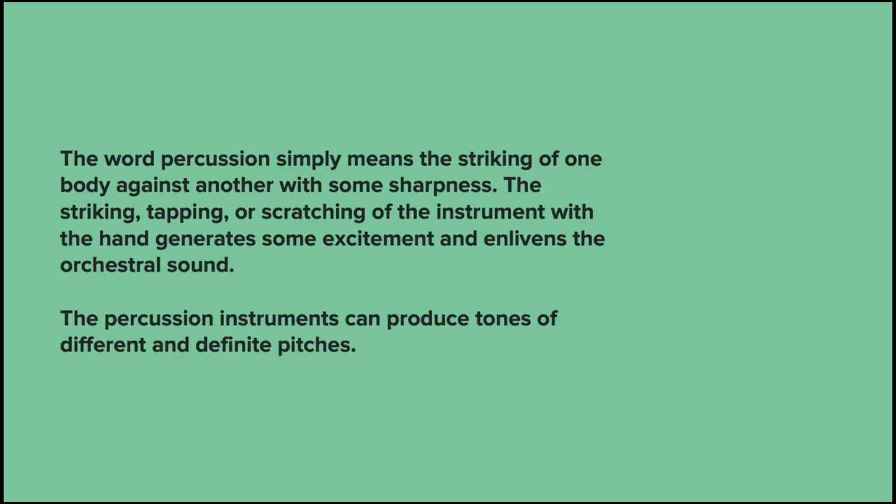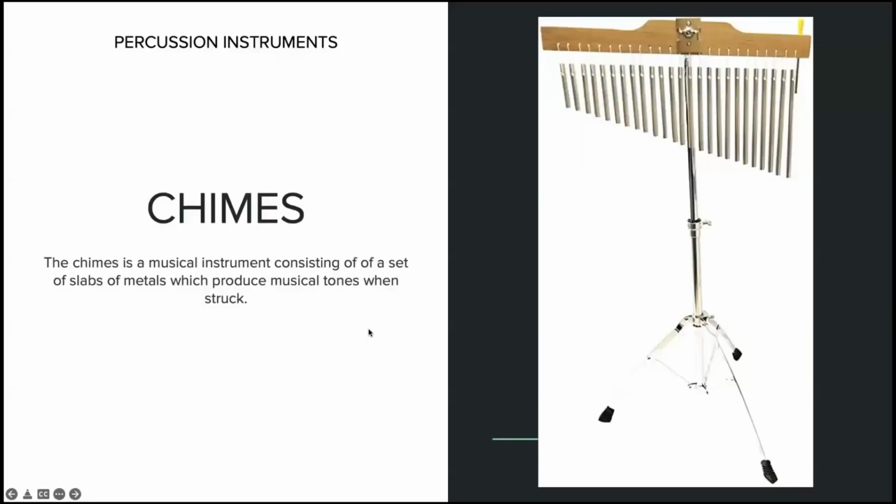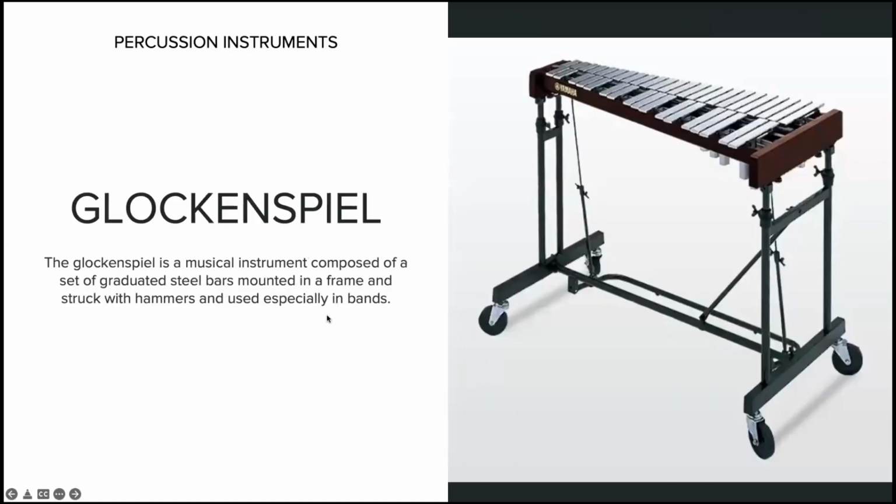Usually in the orchestra we see these instruments. The percussion instruments can produce tones of different and definite pitches. Again, we're talking of pitches. Okay, the chimes is an example. The chimes is a musical instrument consisting of a set of slots of metal which produce musical tones when struck.